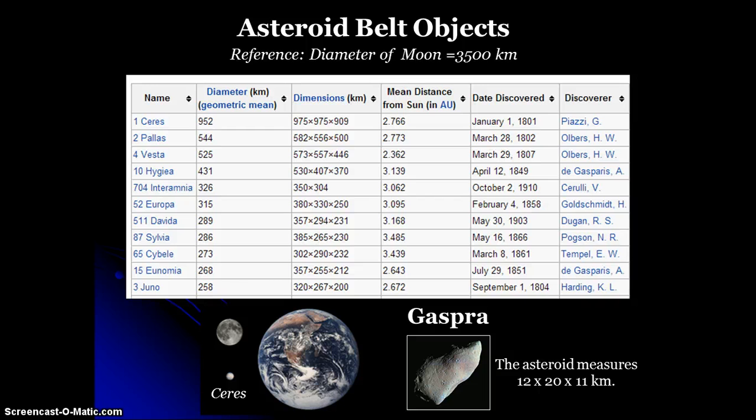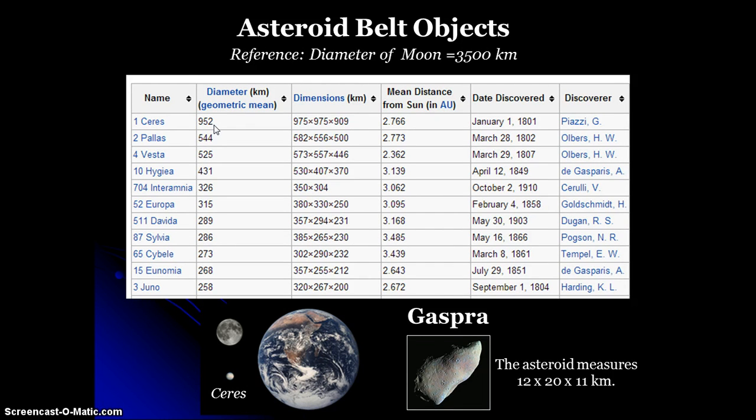Let's take a look at some of the objects. Asteroid belts here. Here's just a list. You don't need to memorize all of these. I just want to show you a few of them. The largest one is Ceres. If here's the Earth, here's our moon, much smaller, and Ceres is even much, much smaller than that. This is the largest one, which has a diameter of about 950 kilometers, about 600 miles across.